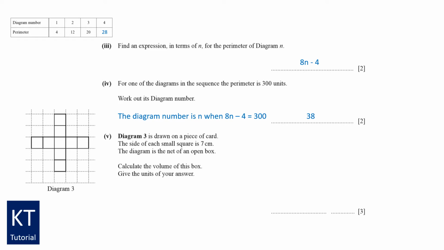Next, diagram 3 is drawn on a piece of card. The side of each small square is 7 cm. The diagram is a net of an open box. Calculate the volume of this box and give the units of your answer. With each square being 7 cm, its base is 7 by 7 cm and its height is 14 cm. This takes the volume to 666 cm cubed.